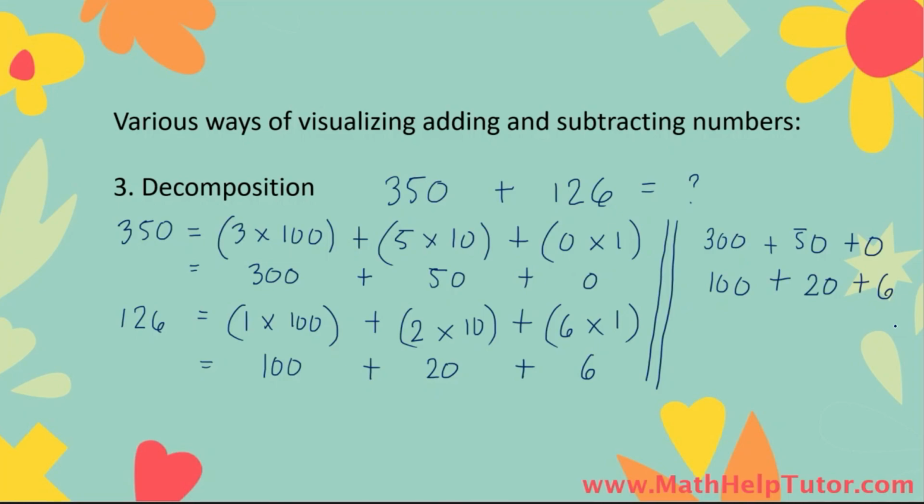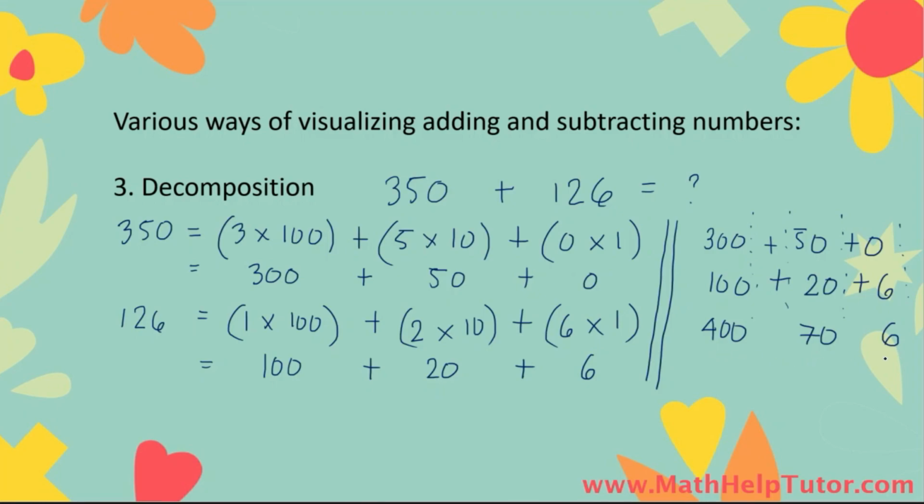Now what we're going to do is we are going to add only those values from the same place. So we're going to add 300 and 100, and then we're going to add 50 and 20 since they are in the same tens place. 300 and 100 are in the same hundreds place, and 0 and 6 are in the ones place. So 300 plus 100 gives us 400. 50 plus 20 gives us 70, and 0 plus 6 gives us 6.